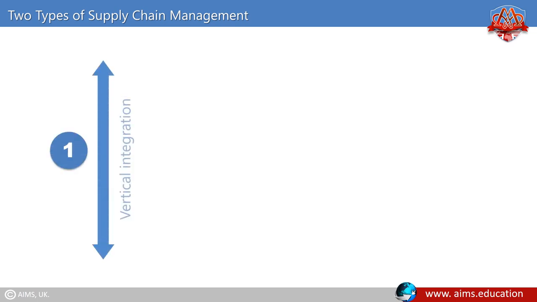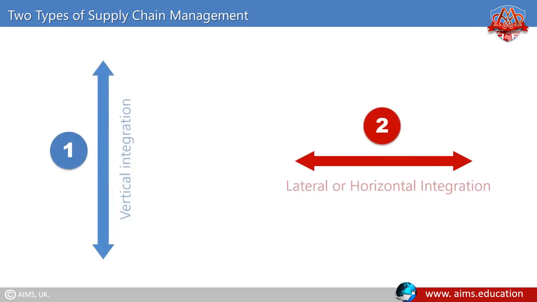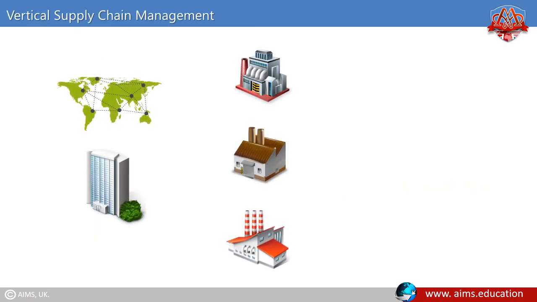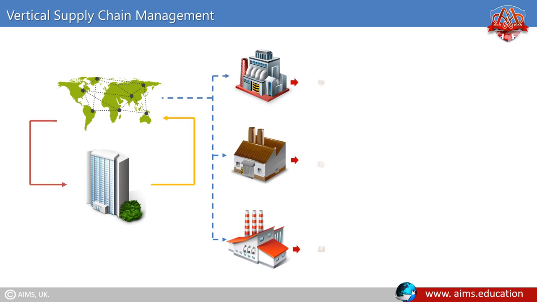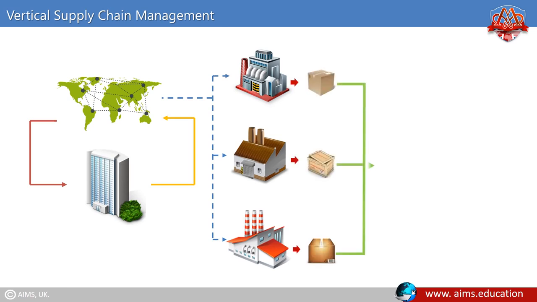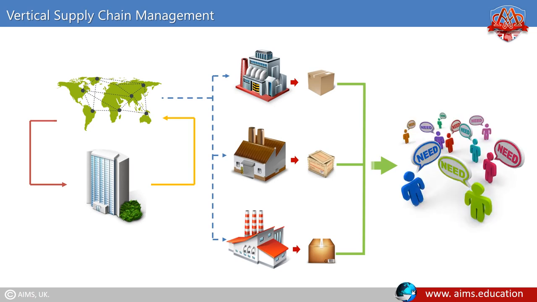Firms generally pursue one of two types of supply chain management: vertical integration and lateral or horizontal integration. Vertical supply chain management is an arrangement in which the supply chain of a company is owned by that company. Usually each member of the supply chain produces a different product or market-specific service, and the products combine to satisfy a common need. This structure still persists in some companies.